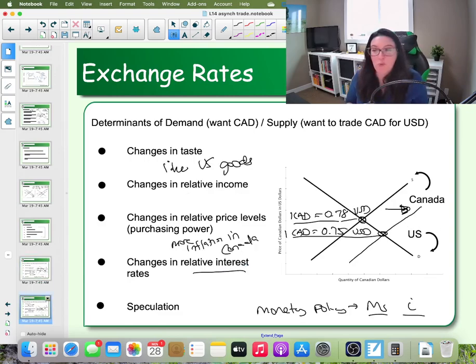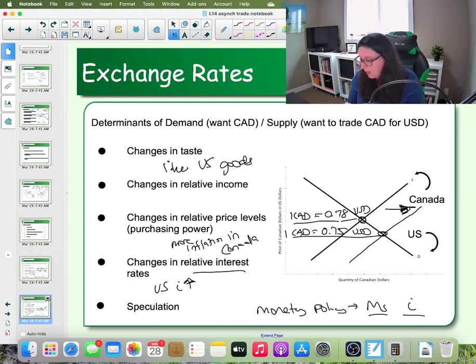Then we have changes in relative interest rates. Again, we're going to invest with whomever gives us the best rate of return. If the US increases their interest rates, we'd rather buy US stocks and bonds instead of Canadian ones. And so then we need to take our Canadian money and exchange it for US dollars. That increases the demand for US currency, increases the supply of Canadian currency out in the rest of the world, and makes the Canadian dollar depreciate.